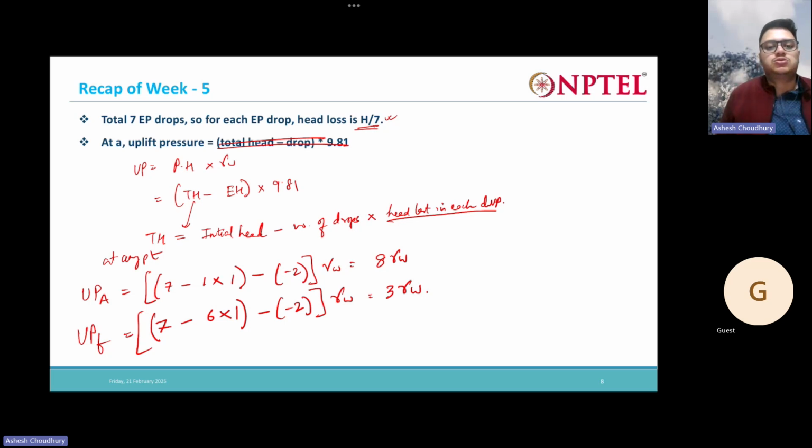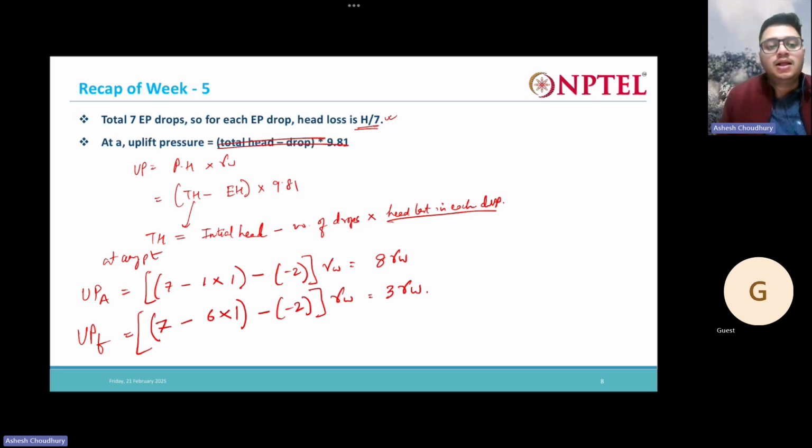So our total head at any point, say at any point A, if you want to find the uplift pressure, then we need to first deduct the elevation head from the total head at point A, times the gamma W will give us the pressure, the uplift pressure. Okay. So to find the uplift pressure at any point A, we need to find the pressure head at that point A.